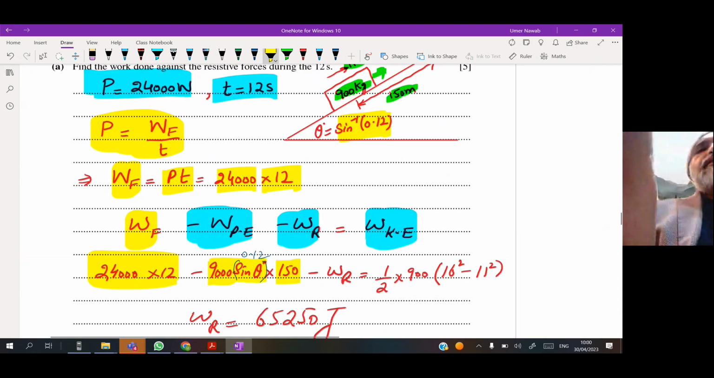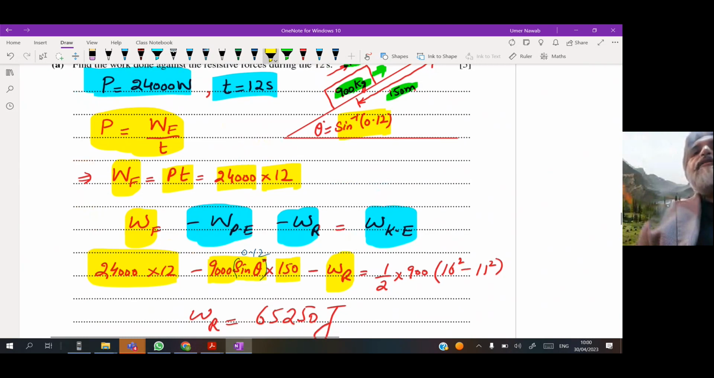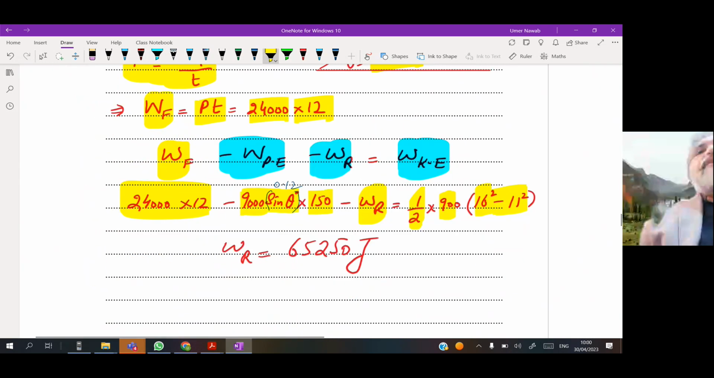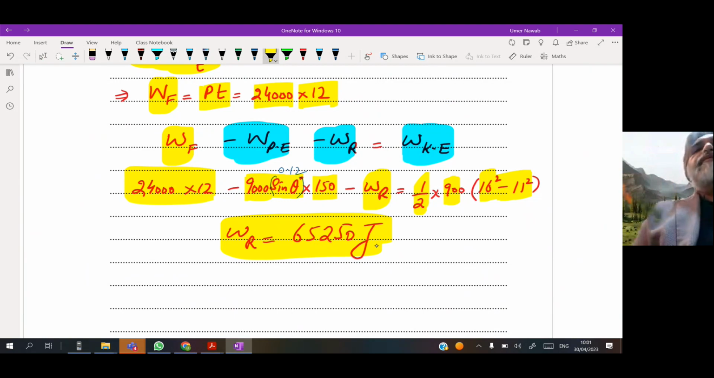How much distance will it cover? Because you know that potential energy is work done: weight multiplied by the distance covered along the plane. So 150. Resistance, I want to find work done against resistance. Kinetic energy, half m (v squared minus u squared). And when I use the equation solver, I can easily get my answer. WR is equal to 65250.